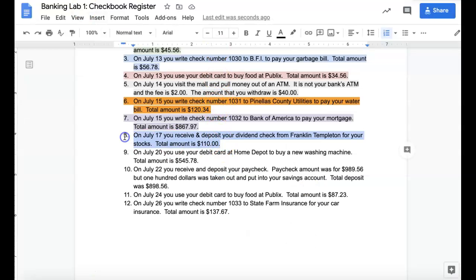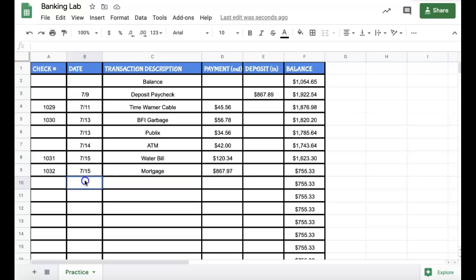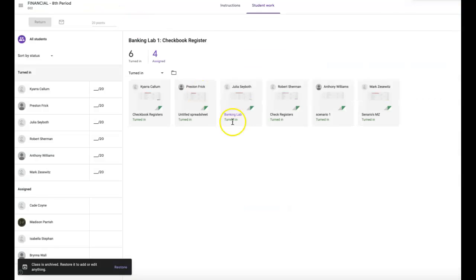And my next is a good one. On the 17th, I deposit a dividend check because I have stocks. I own stocks, and I made some money in the stock market, and it was for $110. So on July 17th, it was Franklin and Templeton, which must be my stockbroker, for $110. Now remember, that's a good thing. That's money coming in, so it goes on the deposit side. So now I'm back up to $865.33.